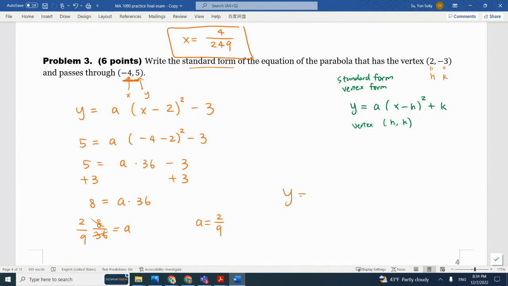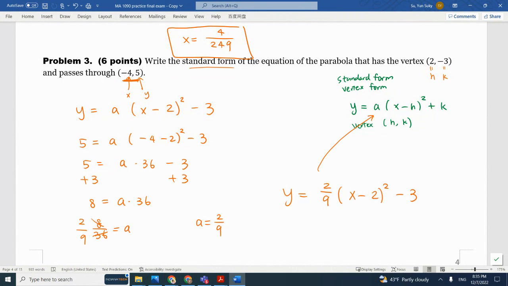Standard form. Y is, see, put it back. A is 2 over 9. X minus h is x minus 2. K is -3. So this is the standard form.